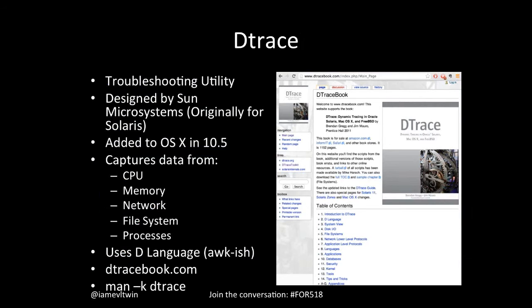So Dtrace is the scripting language. It's very awk-like. That'll allow you to capture certain data. So if you want certain file system data, if you want certain network information, what new processes have been executed or spawned, things like that. It's very, very useful if you know how to create your own scripts. If you don't, that's not a problem. There's a lot of built-in scripts already built into OS X, and I'm going to show you a few of those in the next few minutes.